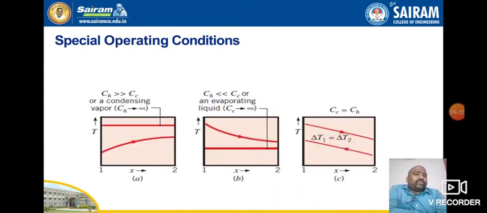Here are some of the operating conditions. When the thermal capacity CH is far greater than CC, the capacity of the cold fluid, we have a condensing vapor. If it is an evaporating liquid, we consider CH far less than CC, where CC tends to infinity, and this is the nature of the heat exchanger flow. And when both are in equilibrium at the same temperature, ΔT1 is equal to ΔT2.